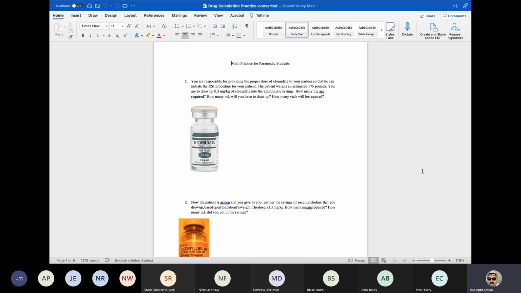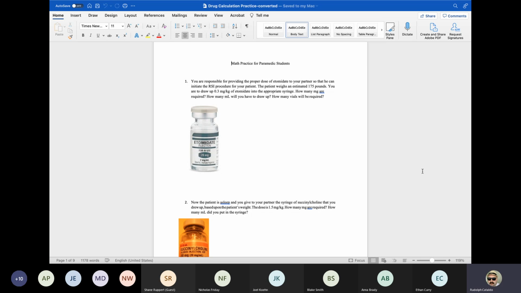So if we're going to give 0.3 milligrams per kilogram, so 0.3 times 80, how much are we giving? 24 milligrams. Okay, 24 milligrams. So there's answer number one.